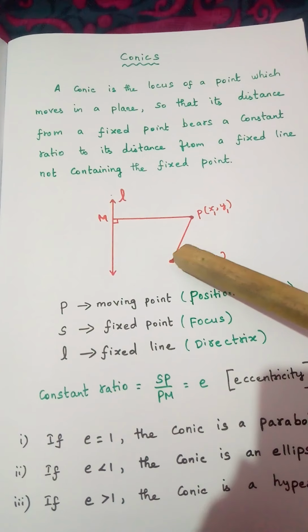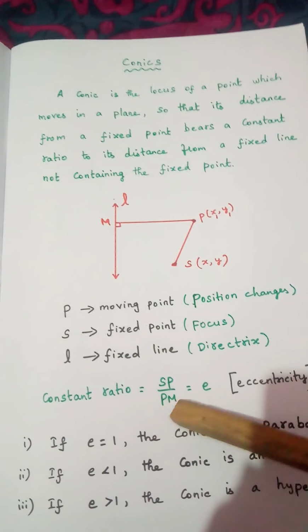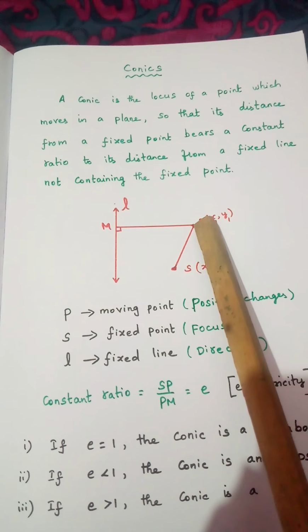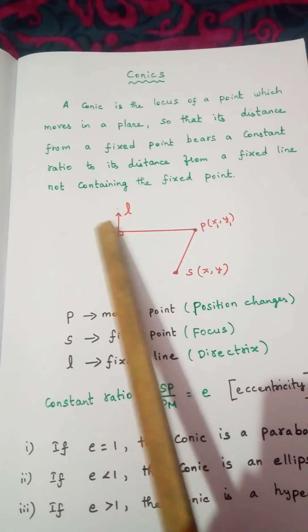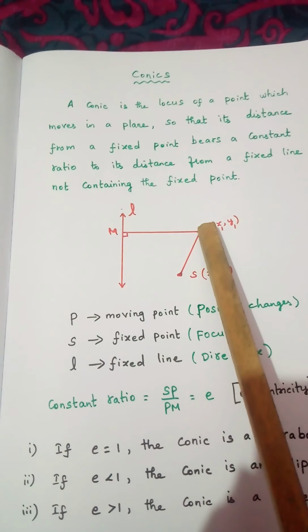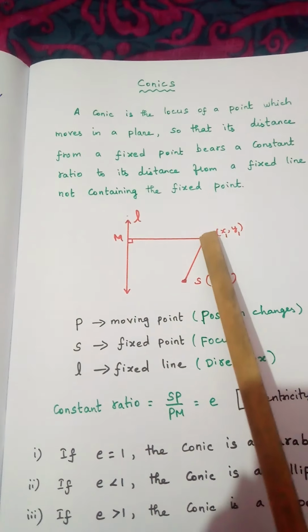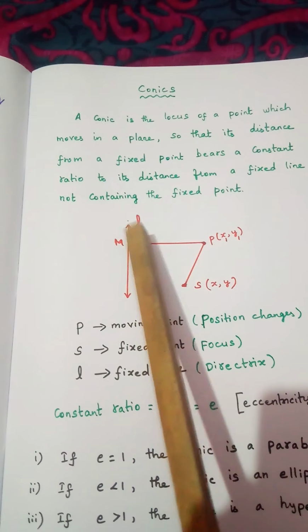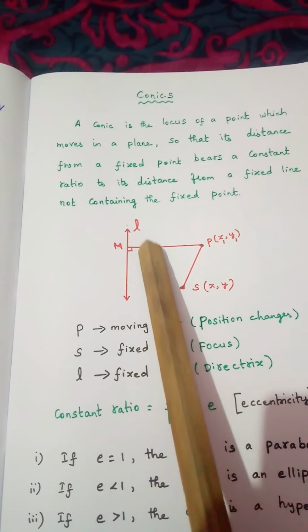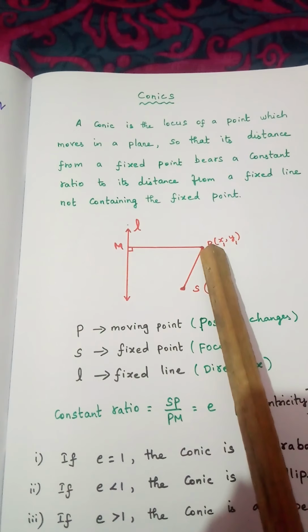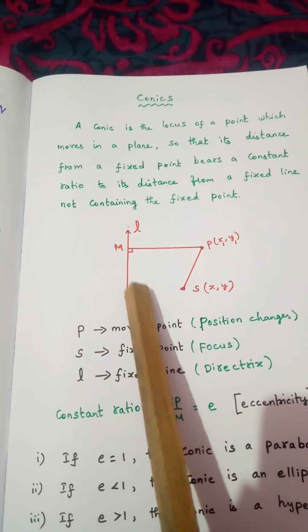What is SP? The distance between S and P. PM is nothing but the distance between this point P and this point M. Actually, what is PM means? P is a moving point. Suppose if it is here now, draw a perpendicular line from this point P to this fixed line L, and this meeting point is called M. So perpendicular symbol will come here. So actually what we are doing, this is a moving point. Wherever it is, from that place we are drawing a perpendicular to this fixed line.